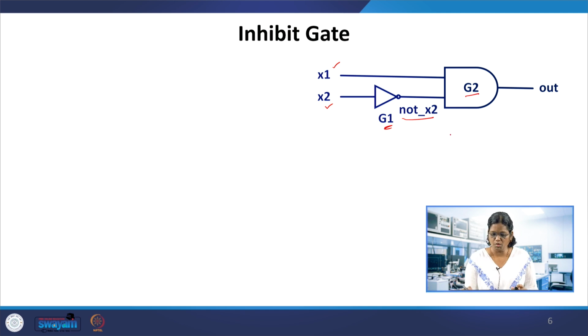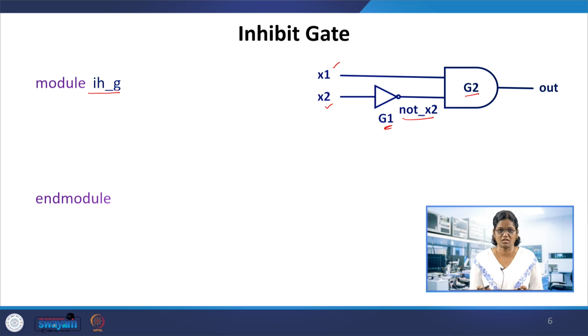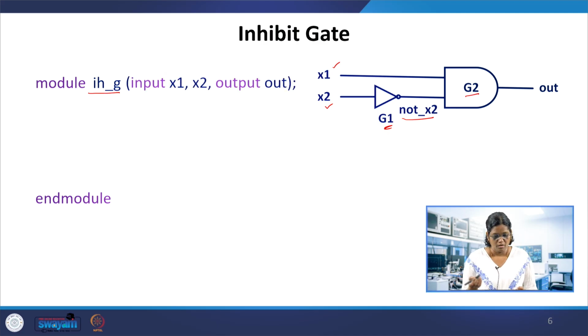So let's see the Verilog module for this. It's a very simple structural model. We start with module, and we call it the inhibit gate, IH underscore G, and the inputs are x1 and x2. The output is out, closed with a bracket and a semicolon. After this declaration, we should notice what other signals need to be declared. Inputs and the output are declared, whereas one more signal, the NOT gate output, is not known to the module yet. So we need to declare what not x2 is.